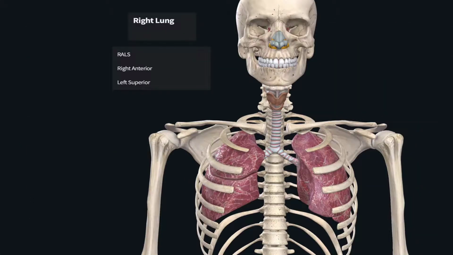In this video, we will go through the anatomical characteristics of the right lung. In the left lung video, I introduced a mnemonic called RALS. We looked at what the LS stood for, which was left superior, and that's in reference to the left lung. Here, we're going to look at what the RA, which is right anterior, refers to. So let's isolate the right lung to look at its different characteristics.